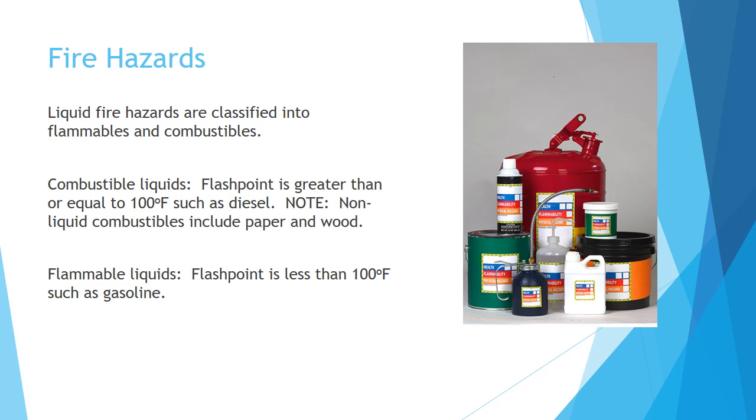Combustible liquids. These are liquids where the flash point is greater than or equal to 100 degrees Fahrenheit, such as diesel. Note: non-liquid combustibles include paper and wood. Flammables. Flash point is less than 100 degrees Fahrenheit, such as gasoline.